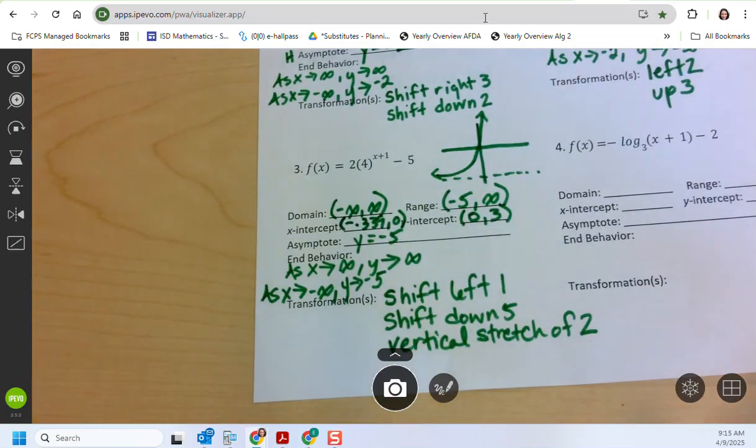All right, the fourth one will be in Schoology if you want to see another example, but we're not going to do that one right now.